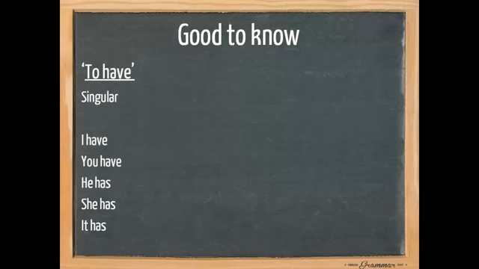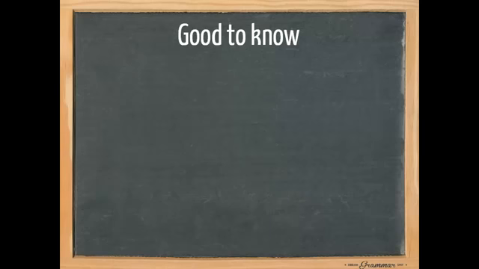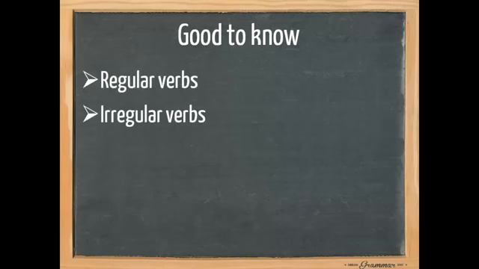For the singular forms, I have, you have, he has, she has, it has. And for the plural forms, we have, you have, they have. It's also good to know that in the English language there are regular and irregular verbs, and it is advisable that you study the most commonly used irregular verbs.